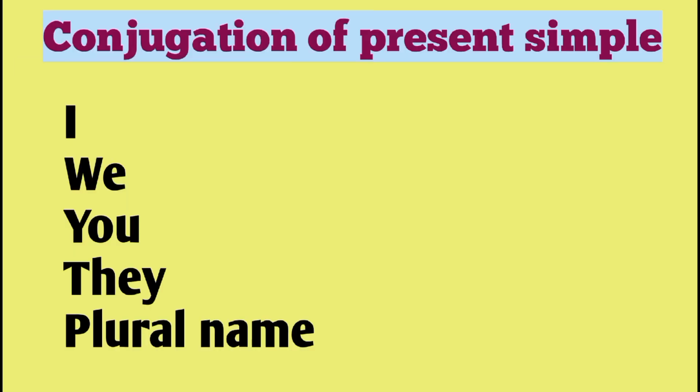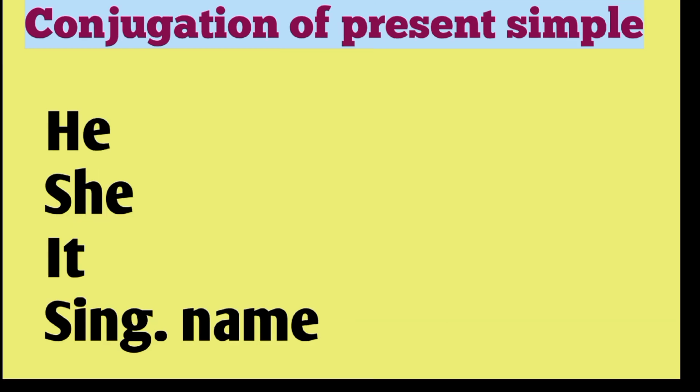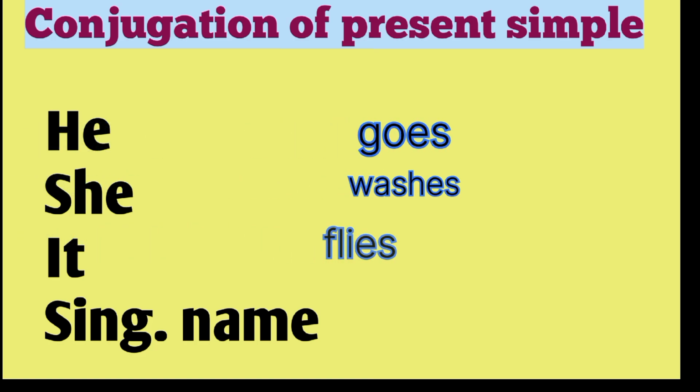Okay. Before going to the next example of present simple tense, beginner English learners must understand the conjugation of simple tense. These pronouns take a singular verb, such as I drink, we eat, you make, and they write. But plural names always take a plural verb. These are all third person pronouns except the last one. Let's see: he goes, she washes, it flies, and the last one, singular name, teaches.